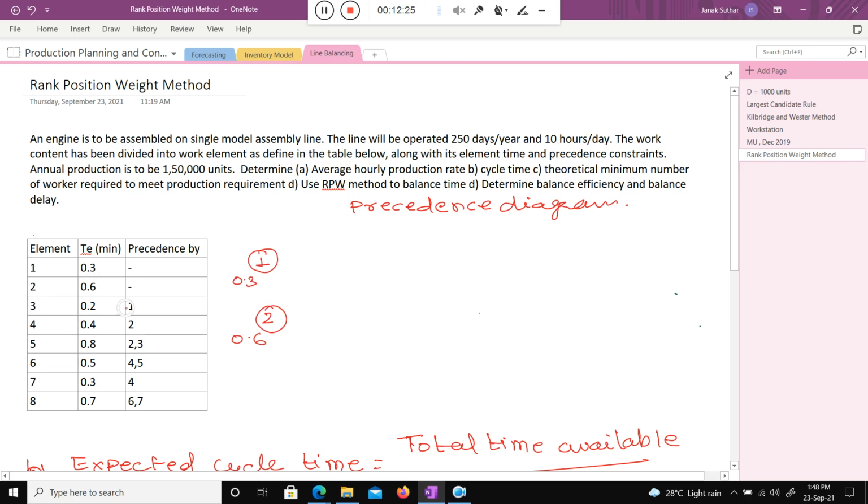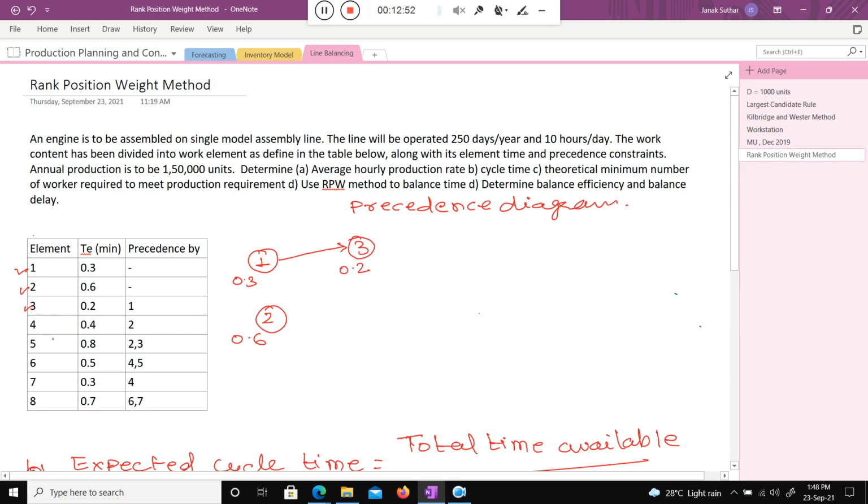1 must be complete, then only you can start 3. Okay, so once 1 is completed, I can start 3. And what is the time there? 0.2. Okay, so now activity 3 is completed, I just tick mark it here, completed.